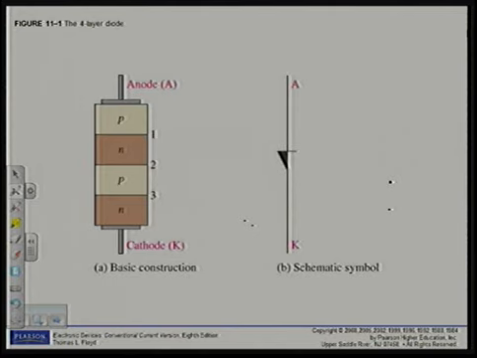Although the 4-layer diode is seldom used in new designs, the principles form the basis of other thyristors that you will study. Right, we'll see that as we carry on with the next section as well. Alright, the 4-layer diode is also known as the Shockley diode or the SUS. And if we look at figure 11.1, there's a picture of what the 4-layer diode looks like.